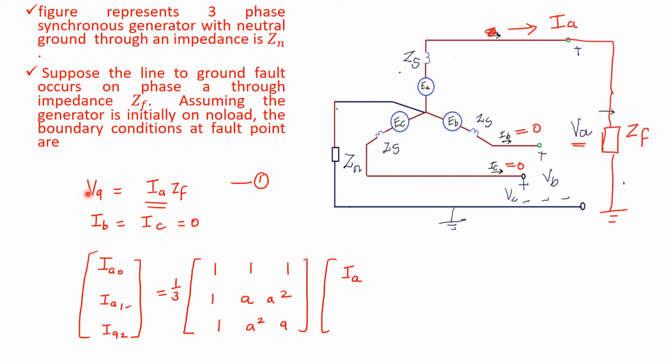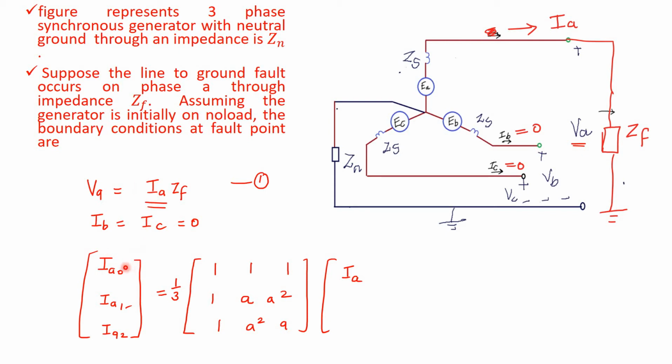What is Va? Va equal to Ia into Zf. See, Va is the voltage. The current flowing through the impedance, that is the fault impedance, is Ia. So Va equals Ia into Zf. What about Ib and Ic? Both are equal to 0. Next, I am going to find out the symmetrical components of the current Ia.